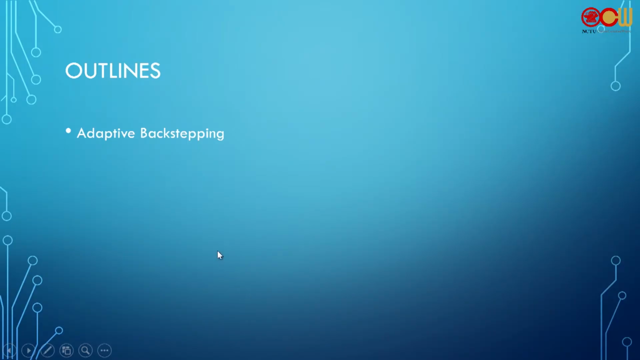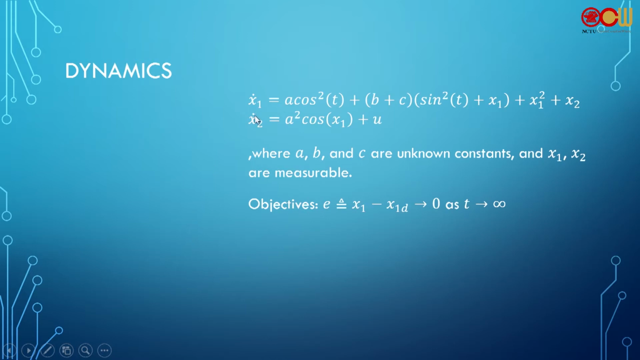Today, we want to discuss the adaptive backstepping approach. In other words, for example, in this dynamics, you have unknown coefficients A, B, and C, which are unknown constants, and x1, x2 are measurable states. And the objective is to do tracking control for x1 to converge to track x1d, which is a desired trajectory.